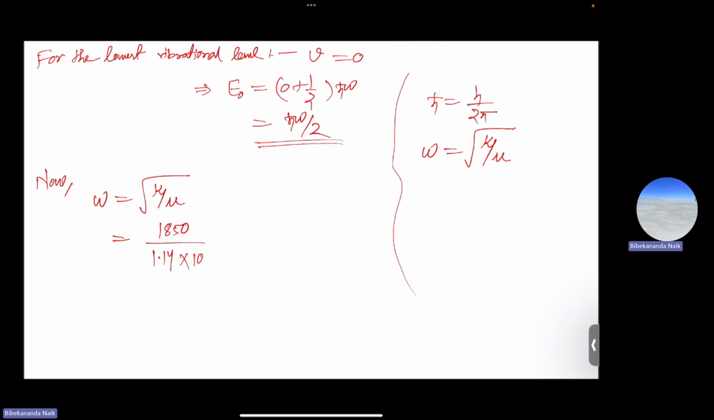1.14 into 10 to the power minus 26 kg square root. So if you solve it, you will get the value of omega is 4 into 10 to the power 14, and it will be definitely second inverse. So this is the value of omega. Now, so E0 will be how much?